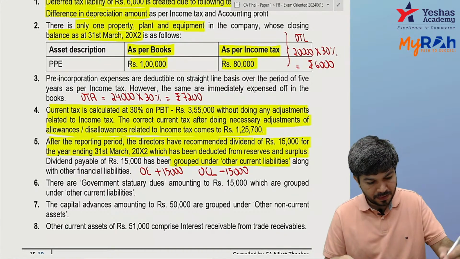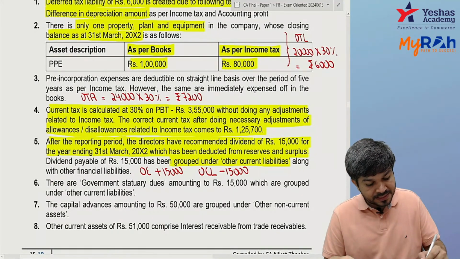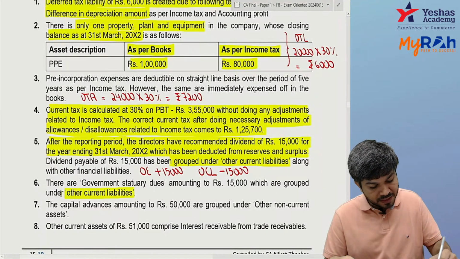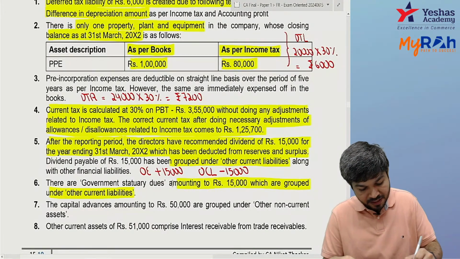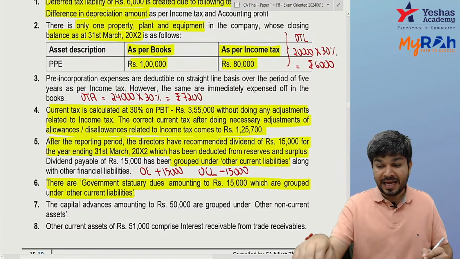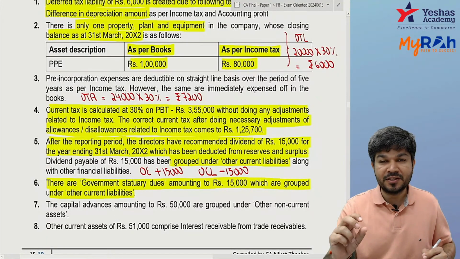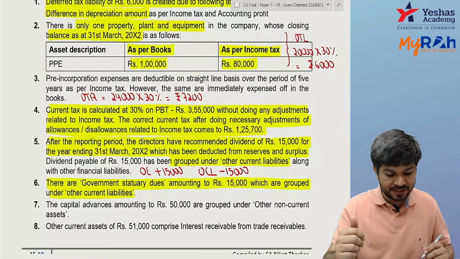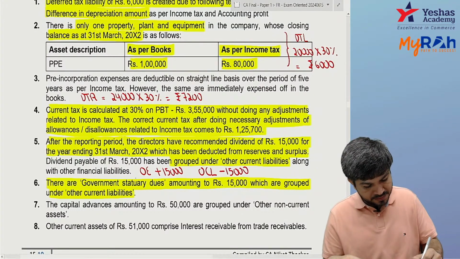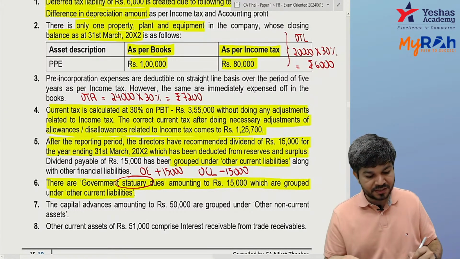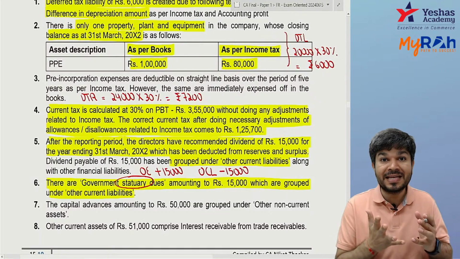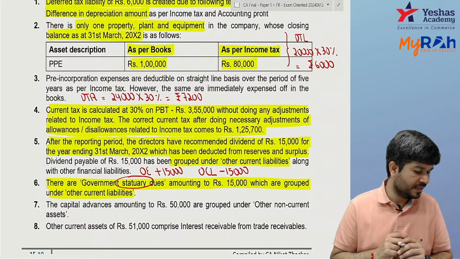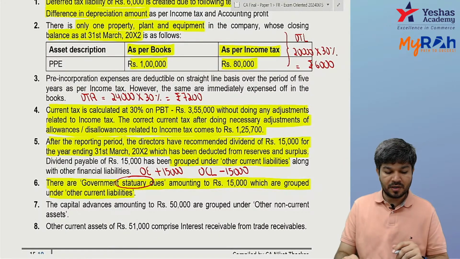Clear? Next, there are statutory government dues amounting to 15,000 which are grouped under other current liability. Now tell me, a statutory due, is it a contractual obligation to deliver cash? No, sir. It's statutory. It's a legal obligation, not a contractual one.